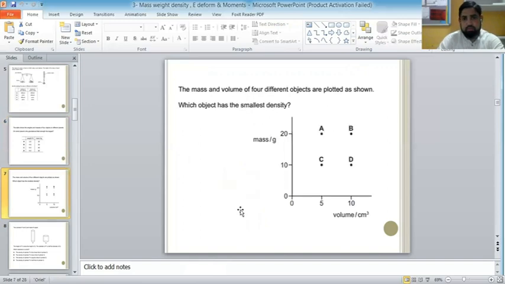The mass and volume of four different objects are plotted as shown. Which object has the smallest density? Density is the ratio of mass and volume, m upon v. So for the smallest density, the smallest mass and largest volume will give the smallest density. So option B will be there, with mass 10 and the volume also 10. 1 gram per centimeter cube will be the density of the object.